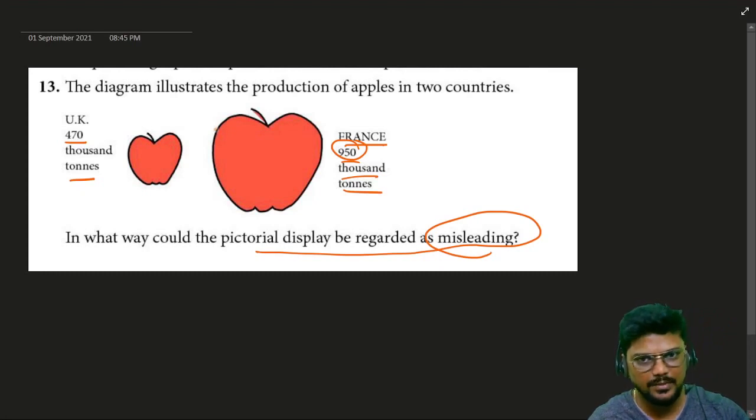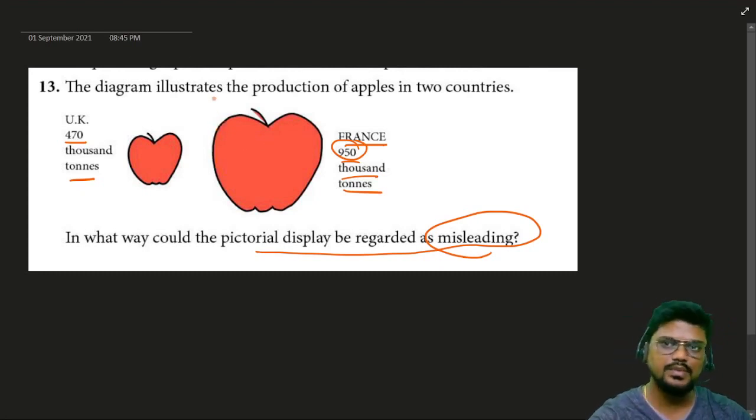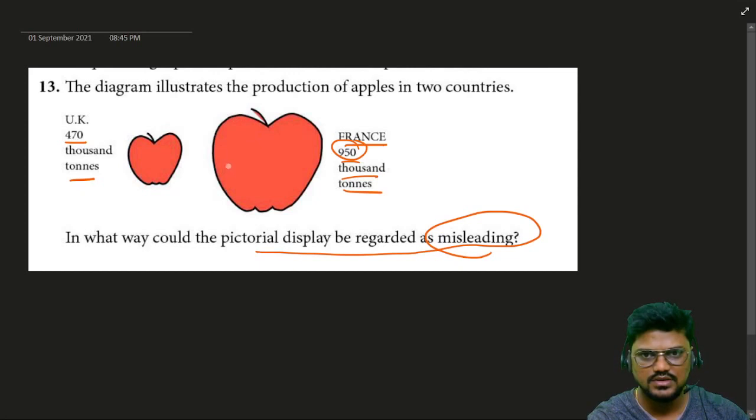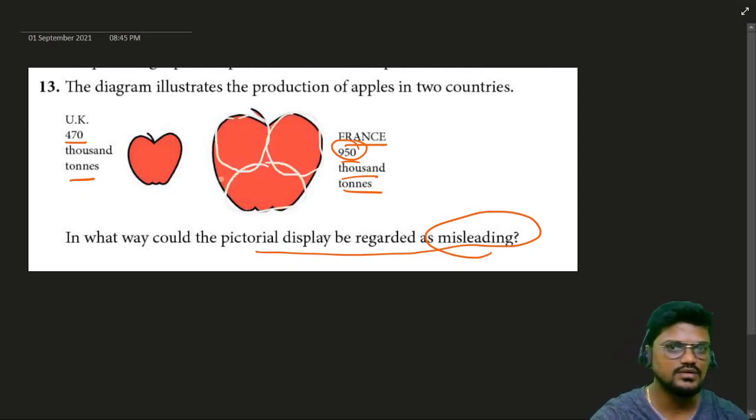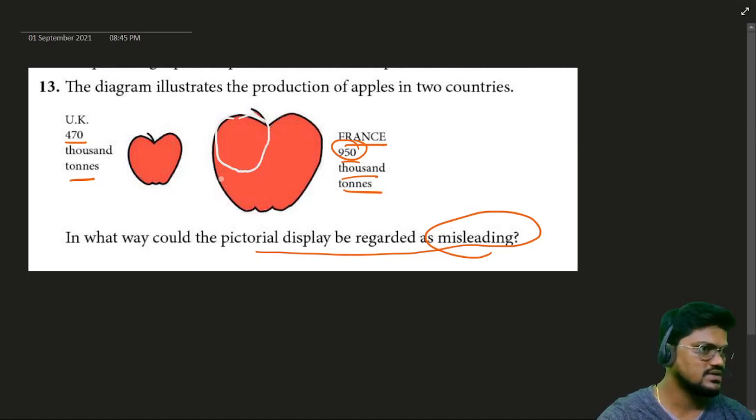See, one apple can fit over here, one apple can fit over here, and then one more apple over here. Got it? So it looks like there are three apple areas.